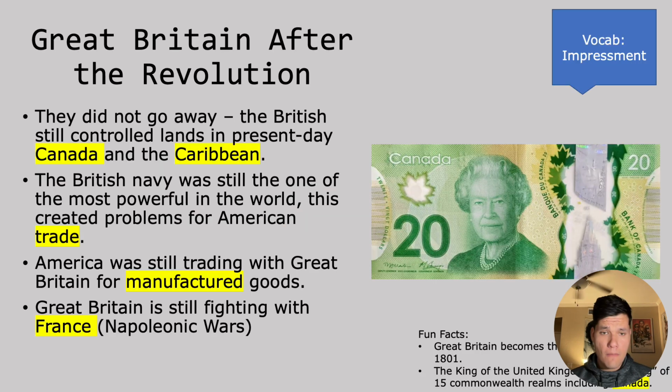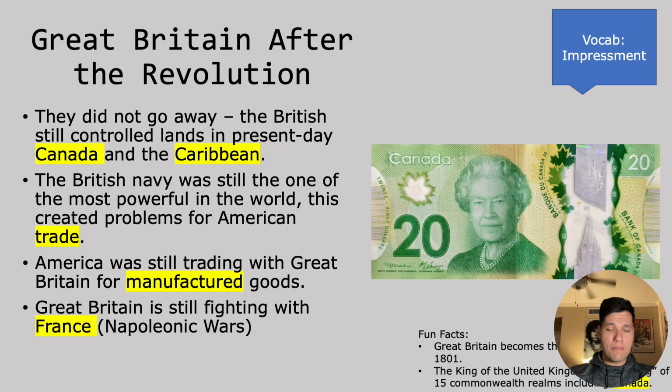Let's keep going. So Great Britain after the Revolution, right? Even after the Revolutionary War, Great Britain didn't disappear from our lives. They continued to control parts of Canada and the Caribbean. Their navy was a dominant force which affected American trade, and despite getting independence, we still relied on them for manufactured goods. Britain was also tied up in the Napoleonic Wars with France, which complicated things further.